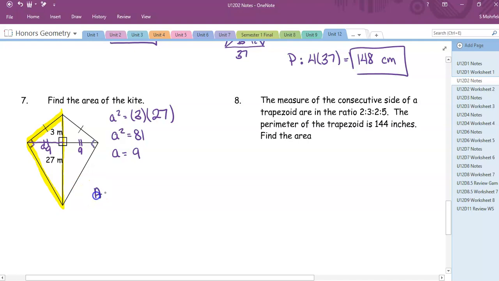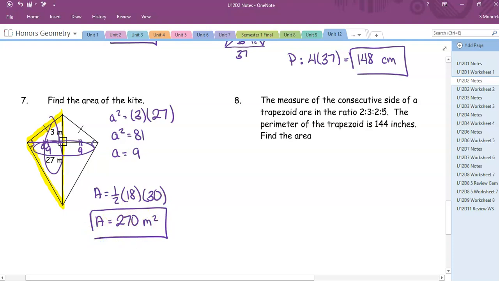From there, I got to find the area. So it's 1/2 diagonal 1, so 9 plus 9 is 18, times diagonal 2, 3 plus 27 is 30. So my total area is 270 meters squared.